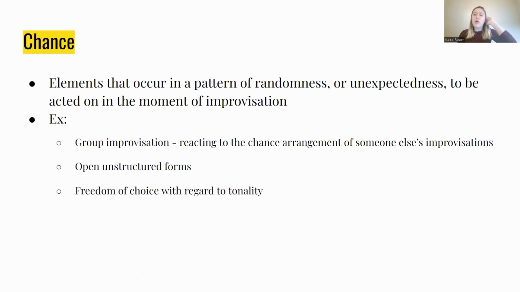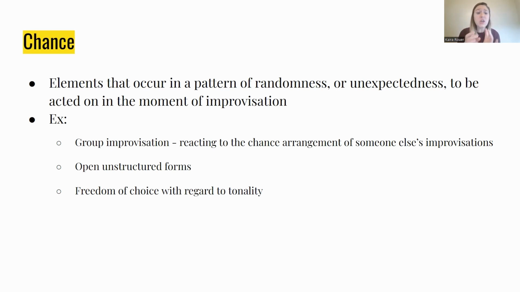So then we have chance. All of these terms, chance, contingency, indeterminism, they're very closely related with subtle differences. So chance is pretty self-explanatory. So elements that occur in a pattern of randomness or unexpectedness to be acted on in the moment of improvisation. So chance is not usually something that's prepared or planned. You might have a contingent spot that's planned, but the chance that occurs within that contingency is like a little subunit that happens in a lot of improvisation.